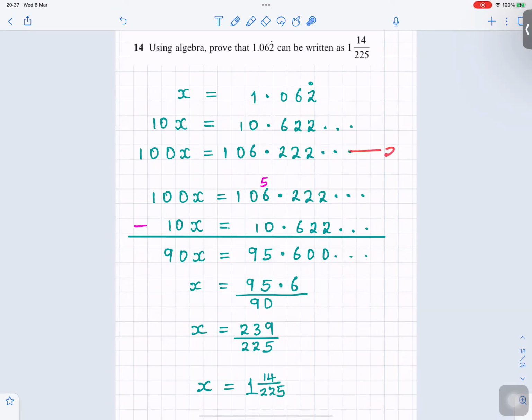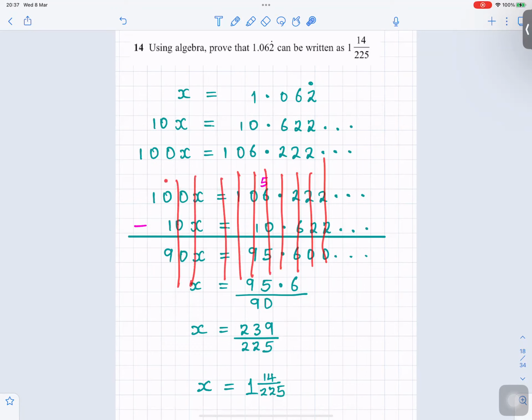This is equation 2, that's equation 1. So we get equation 2 minus equation 1. You put them in a straight line. Make sure everything is in a straight line. That's the key here, so that you can subtract them properly. Everything is in a straight line.